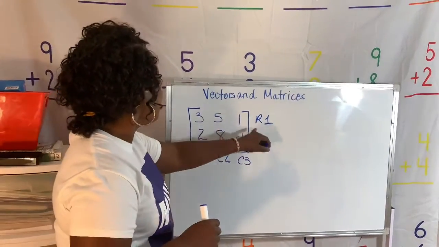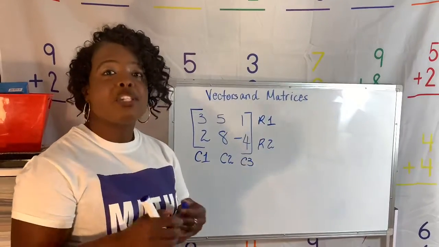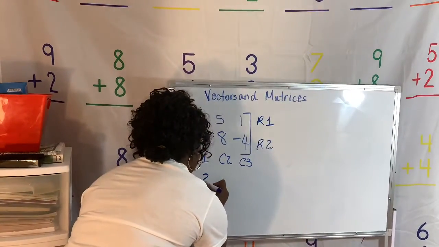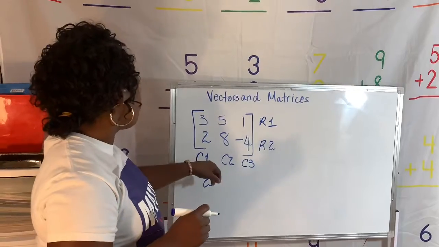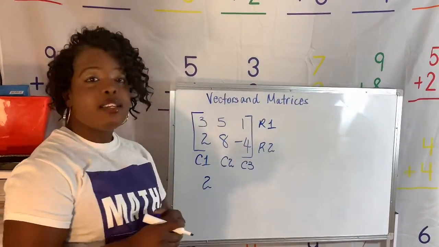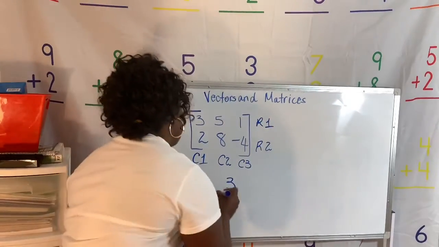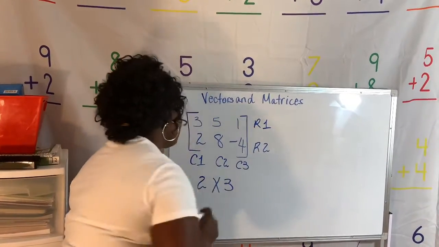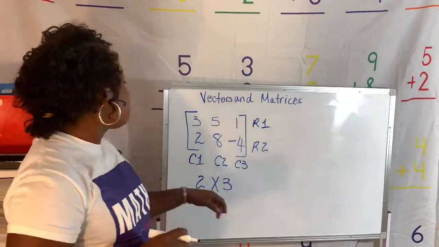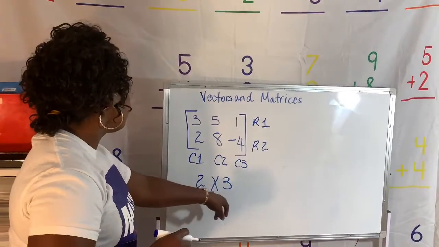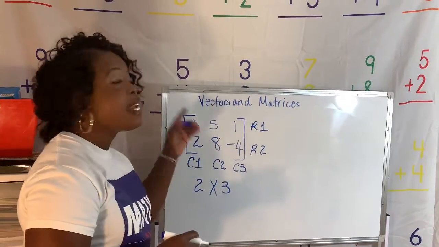We have 1, 2 rows, so we say we have 2 rows. And then of course we have 1, 2, 3 columns, so we write that we have 3 columns. And then we put a multiplication sign in the middle. What this is saying is that we have a 2 by 3 matrix.